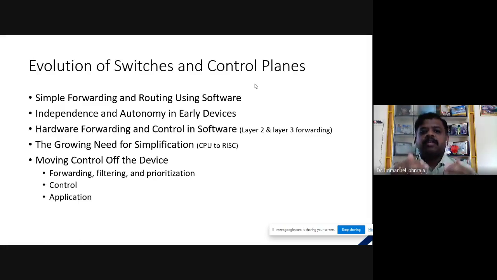And slowly it was moving towards hardware-based. And the necessity of simplification: please remember, software defined networking has the primary objective of simplification. For instance, I have given a hint here, the evolution of CPU to RISC. What is RISC? Reduced Instruction Set Computing. That's what I remember. Or RISC and CISC.